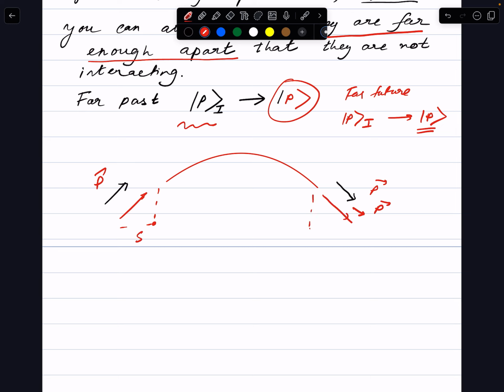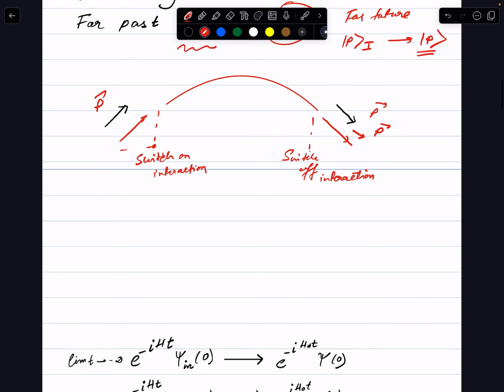So let's say I switch on the interaction, whatever the interaction is. The interaction gets switched on when, let's say, two particles or a particle and some field are close together, and after a while they're far enough away that I can think of the interaction being switched off, and then again it approaches some free particle. So the idea is I start with a free particle, they interact, and they go far enough away that again I can assume them to be free.